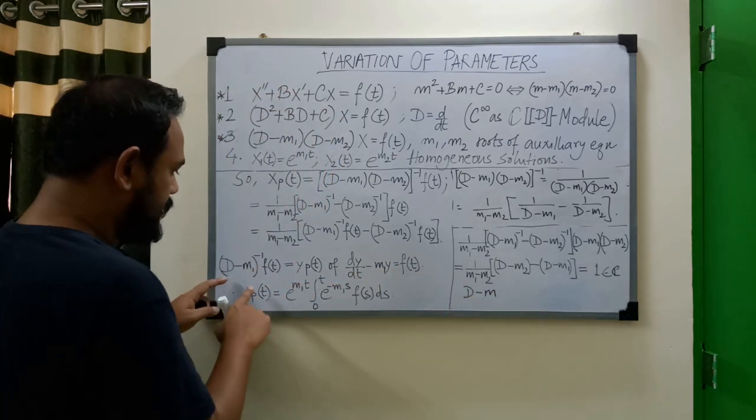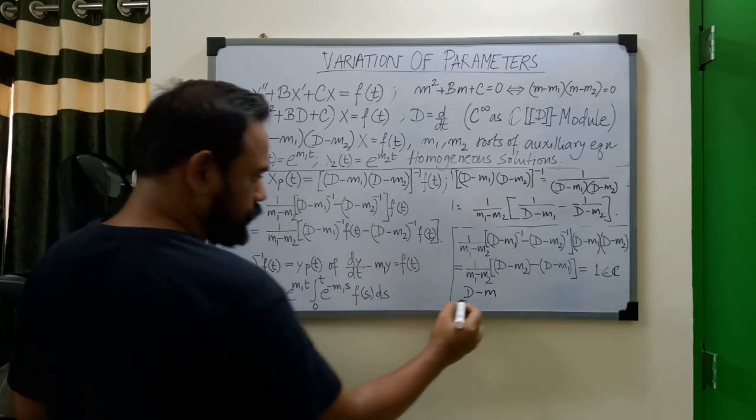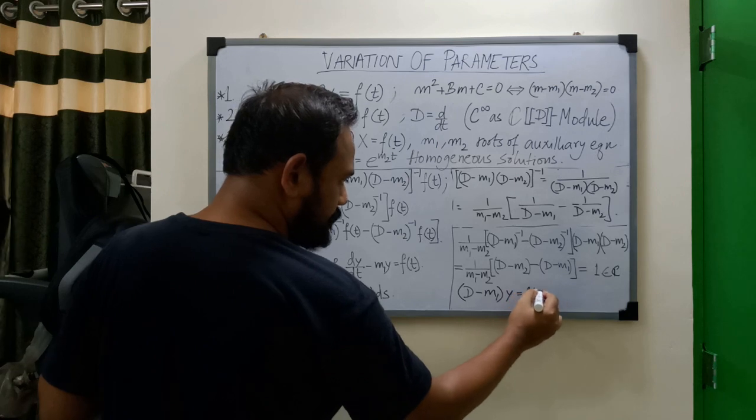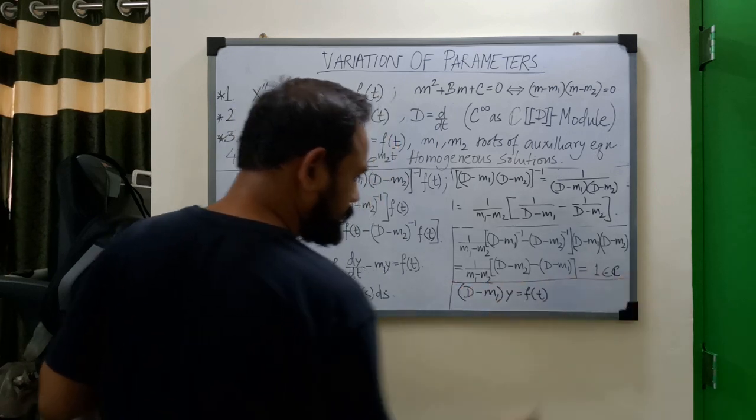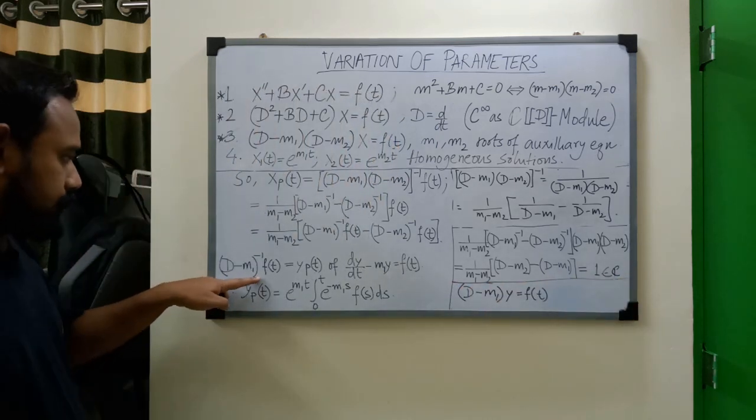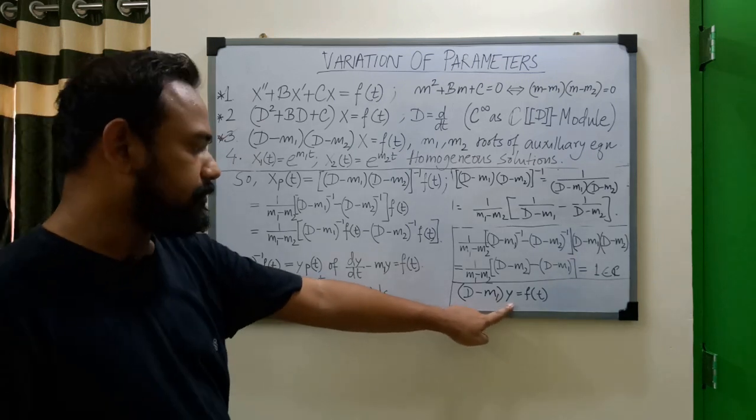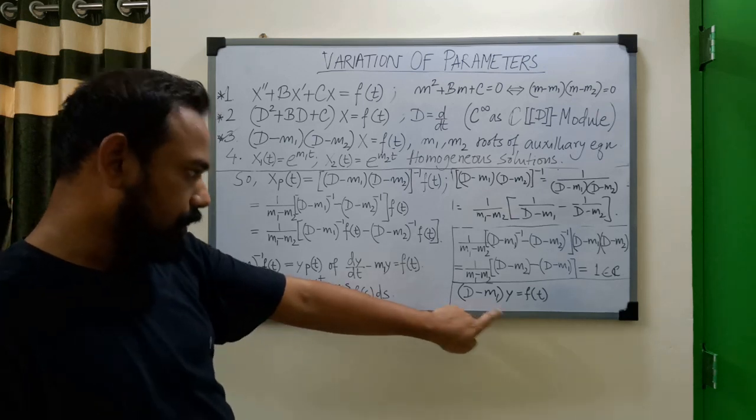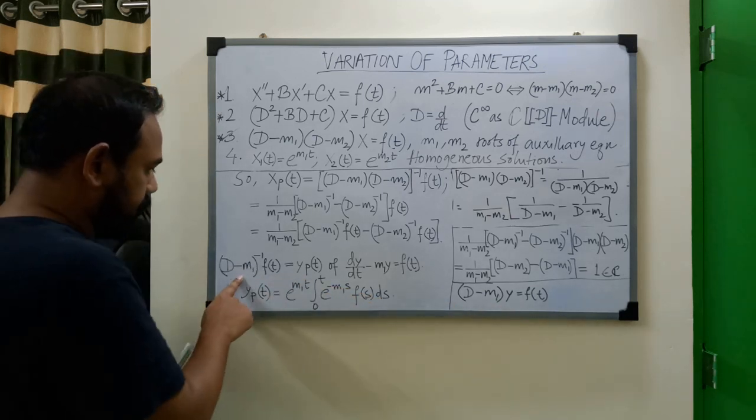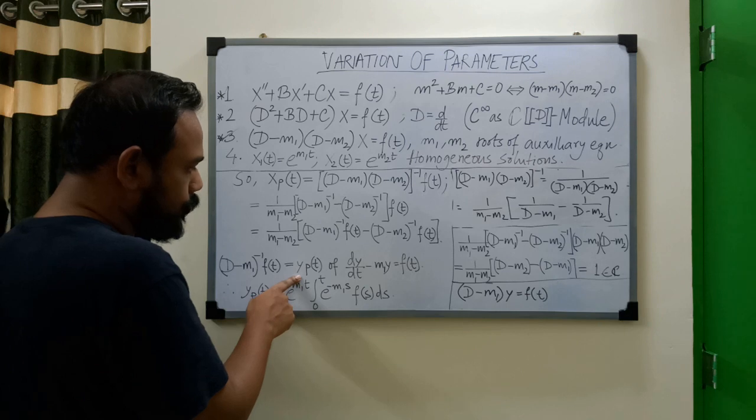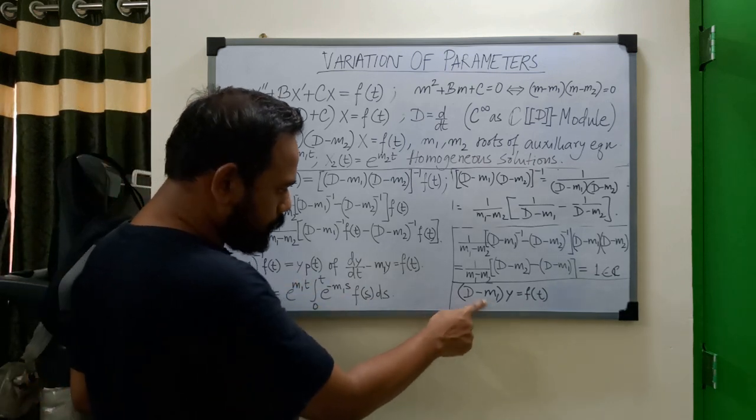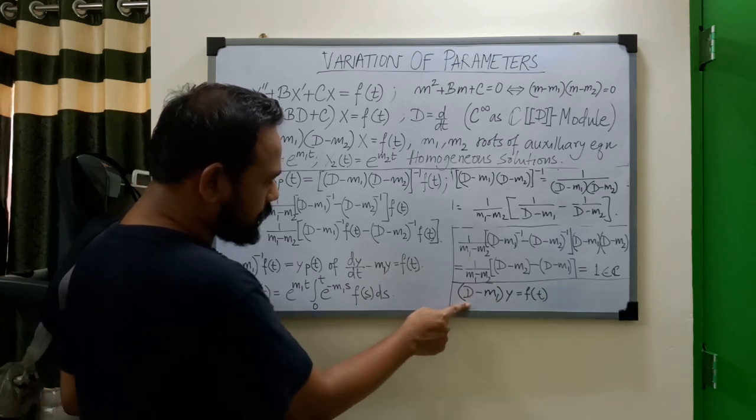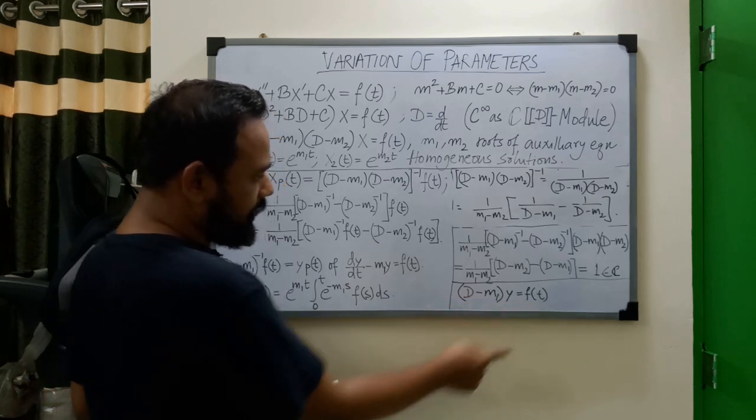In other words, this is the particular solution of this differential equation, (D minus m1)y equals f(t). I'm using a different letter y, not the same letter x here, because it's a different differential equation. This is the particular solution, and that's why I've written yp of this differential equation, which really is this. Just multiply them out. That becomes dy/dt minus m1y, and f(t) on the right.